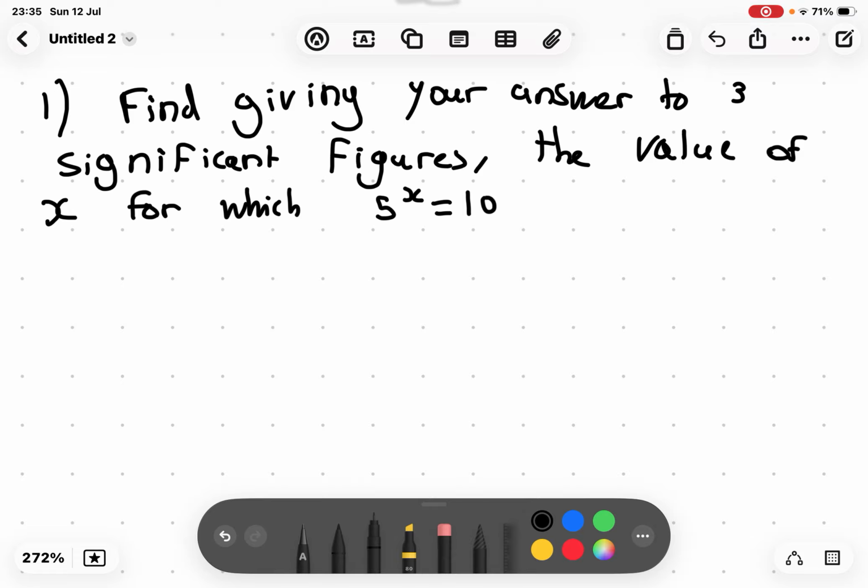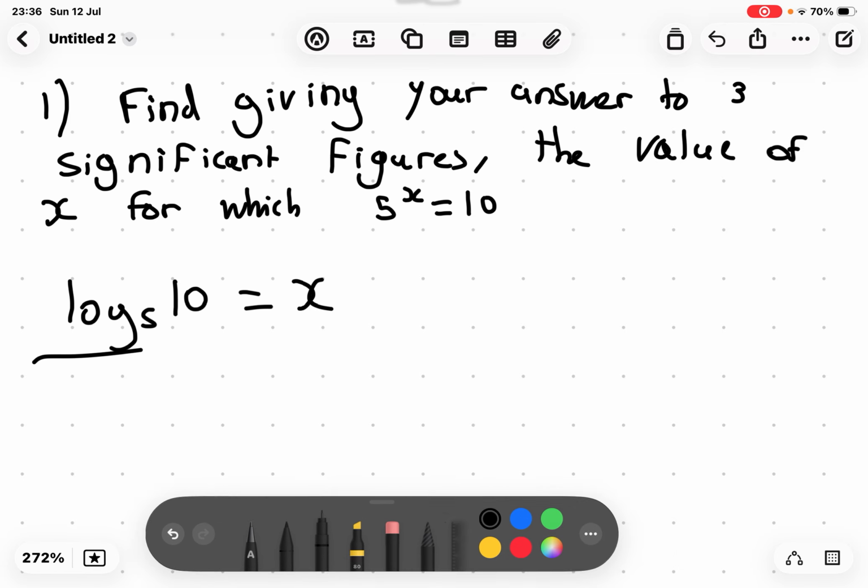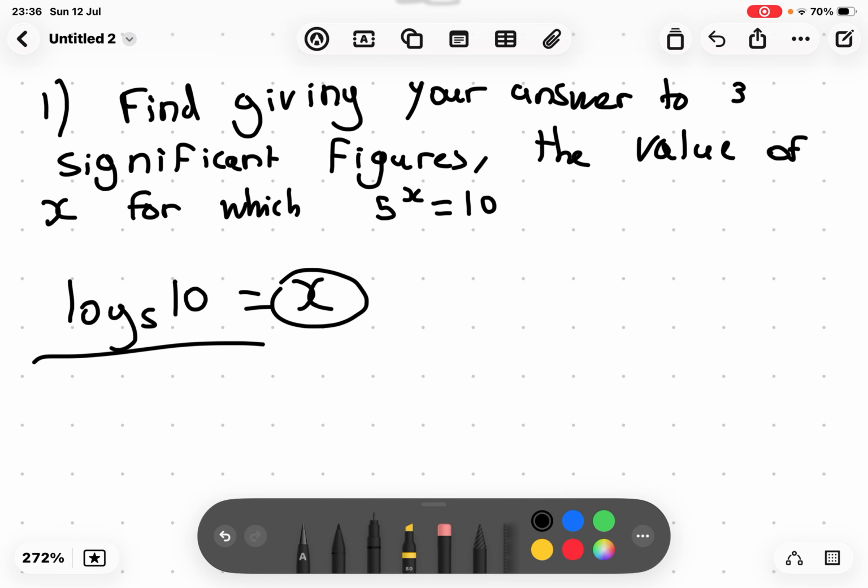So find, giving your answer to three significant figures, the value of x for which. So basically we're able to transform to the logarithmic way. So 10 to the power of that equals x. Now whatever this equals, this iPad calculator is bad, but basically whatever you get as an answer, you put it to three significant figures.